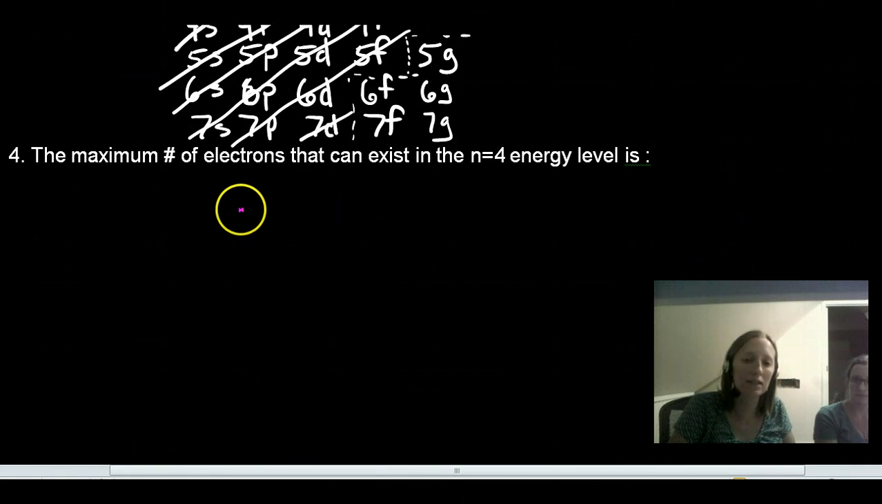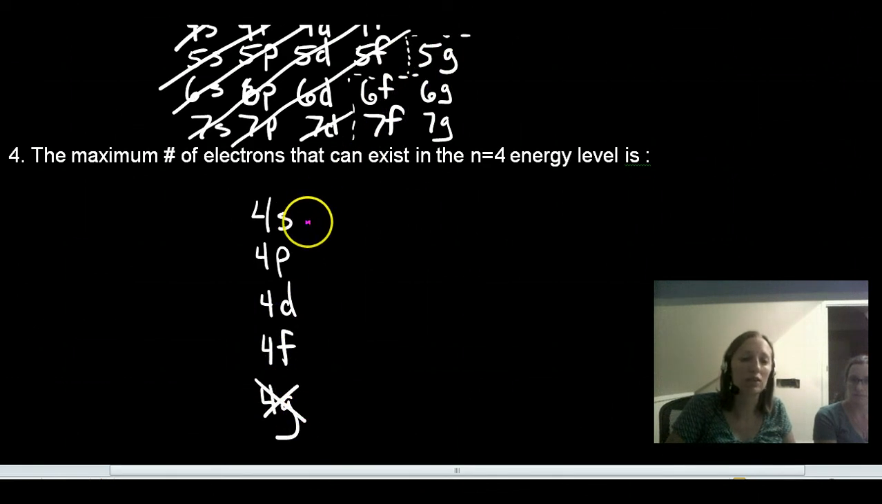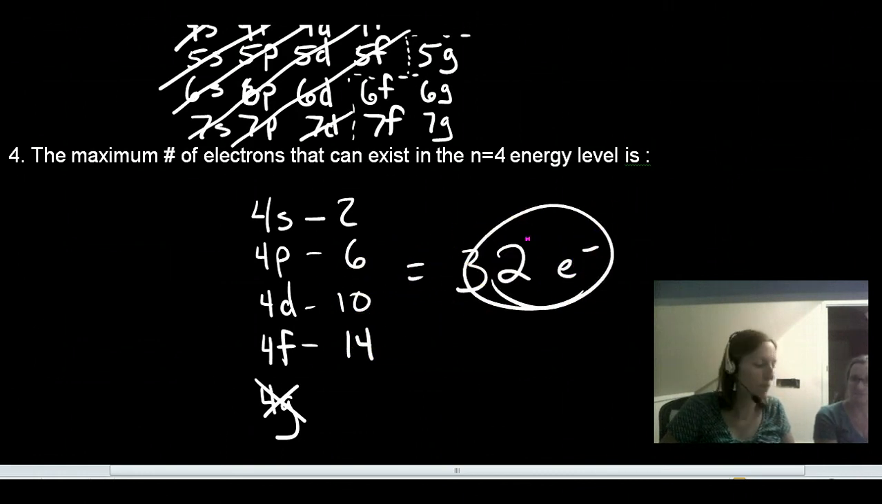All right, and then the maximum number of electrons that can exist in the n equals 4 energy level is, well, n equals 4 is going to involve some 4s, some 4p, some 4d, and some 4f. There's no 4g, because g's start at 5. So the number of electrons that we can have is, in an s you can have 2, in a p you can have 6, in a d you can have 10, in an f you can have 14, and that is 32. Bam. Oh wait, no, there's more problems than that.